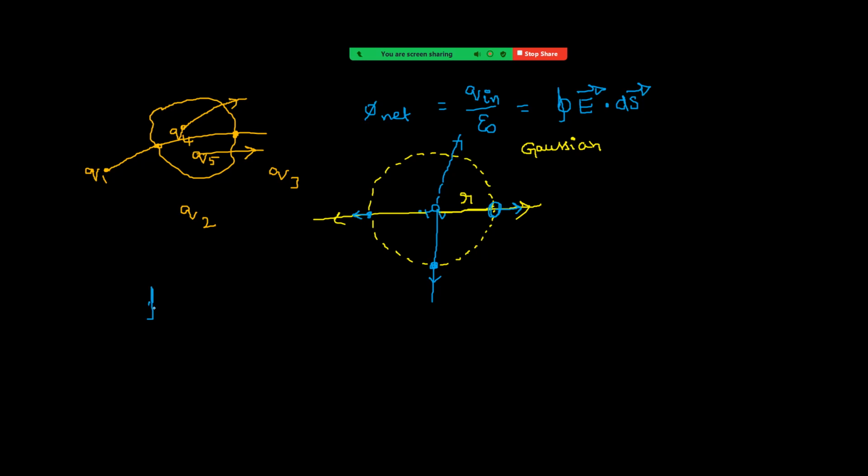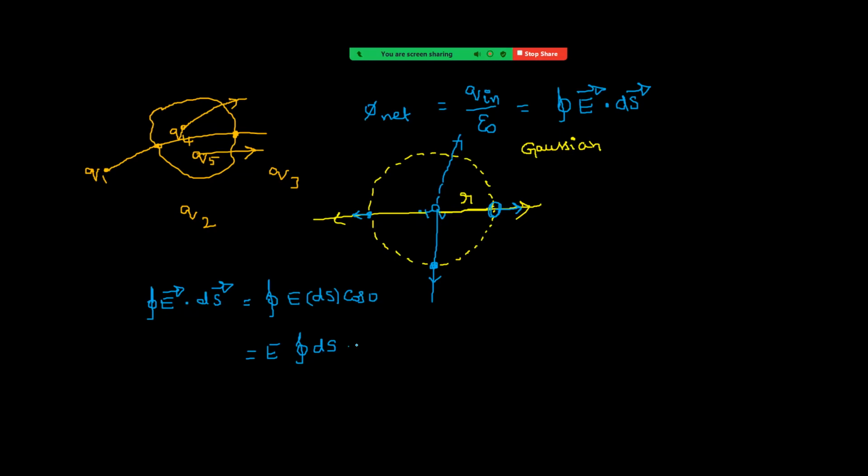Closed integral E bar dot dS bar is equal to closed integral E into dS into cos of the angle between them, that is 0. Since the modulus of E is constant, I am taking it outside. What remains is the integration of dS. Remember, dS is now the modulus of dS bar. This is a scalar, right?